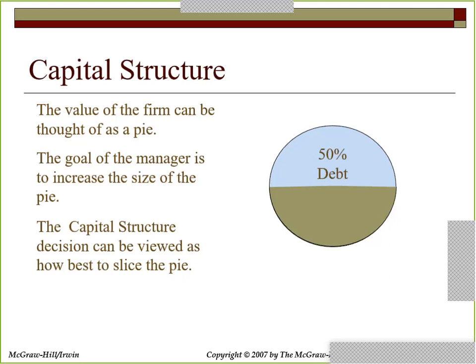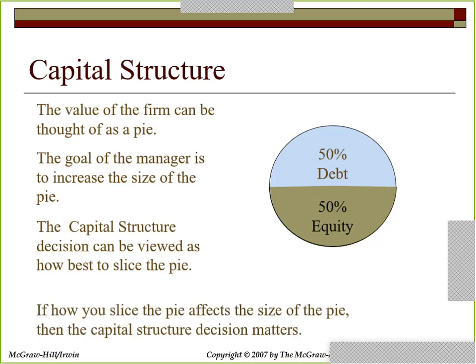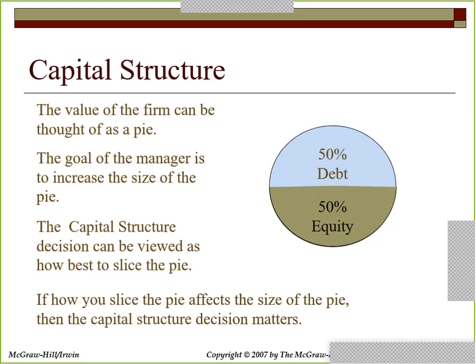The capital structure decision can be viewed as how best to slice up the pie. How much debt do you want to introduce? How much equity do you want to introduce? And if you slice the pie in a certain way, then all of a sudden the capital decision actually matters and makes some sense. Notice in this example we've got 50% debt and 50% equity. For a very cyclical or seasonal company that has good sales one year and really weak sales another year, 50% debt could lead the company to bankruptcy in a really lean year. So how you set up the capital structure could have dire implications.